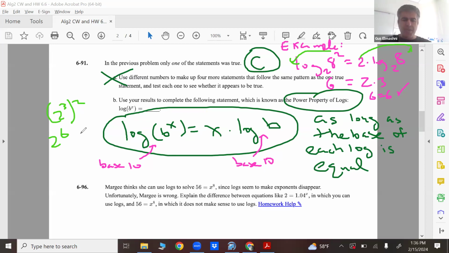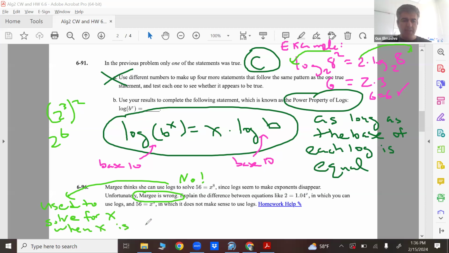Let's look at 696. Margie thinks she can use logs to solve that. No. Logs are used to solve for x when x is an exponent, not a base. When x is an exponent, not a base.